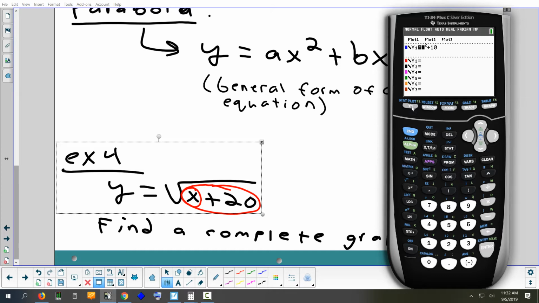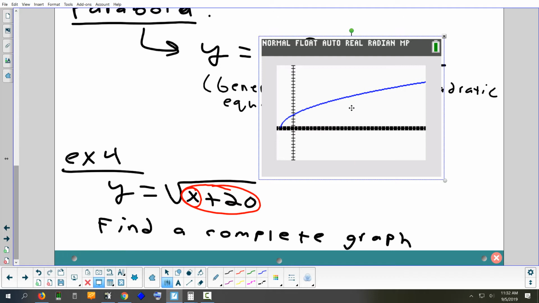And now let's just type it in. Second, square root, x plus 20, and I'm going to hit graph. And you can see there's my square root. Notice that it doesn't go in the negative direction. It starts at negative 20. Negative 20 is right there. And it curves to the right.